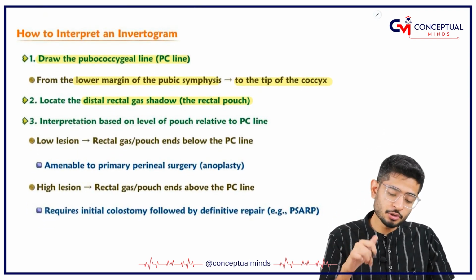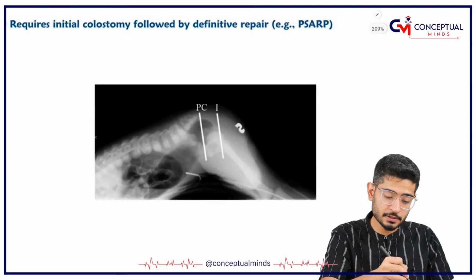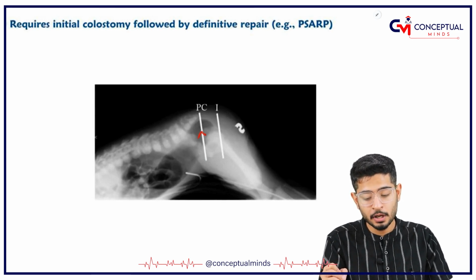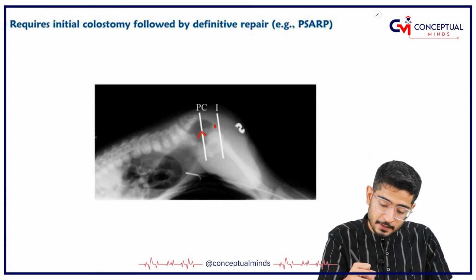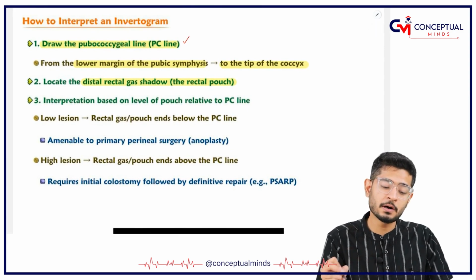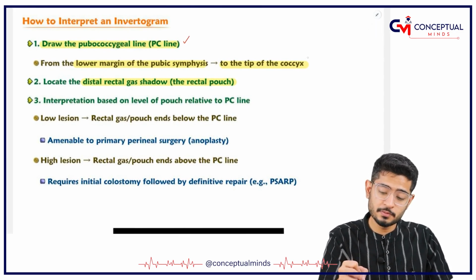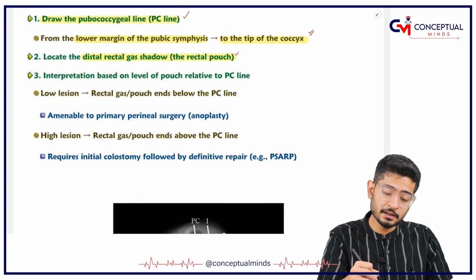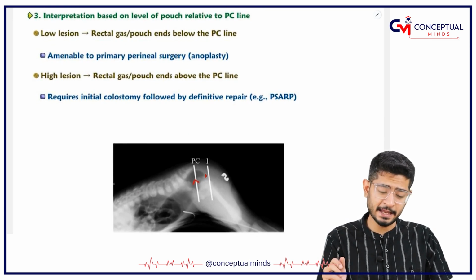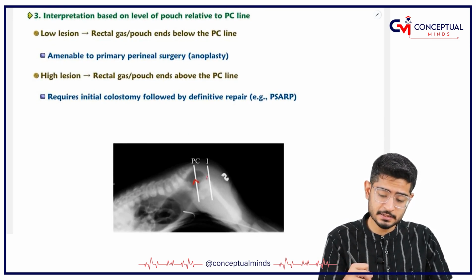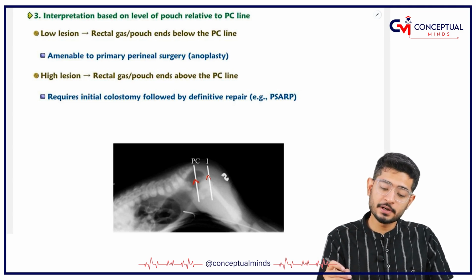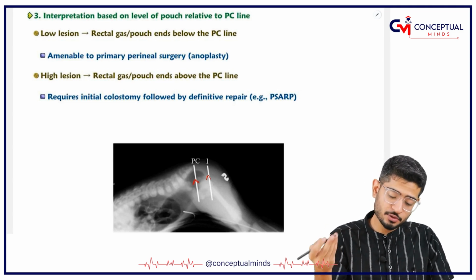Then you are going to check. For example, now let me just show you in this diagram. You have formed a pubo-coccygeus line, and you can see that this is the place where it is opening. So what I have told you, draw a pubo-coccygeal line from the lower margin of the pubic symphysis to the tip of the coccyx, locate the distal rectal shadow and interpret on the basis of PC line. If it is below, like see, can you see here, it is exactly below the pubo-coccygeal line. Because it is below the pubo-coccygeal line, the management is going to be different.